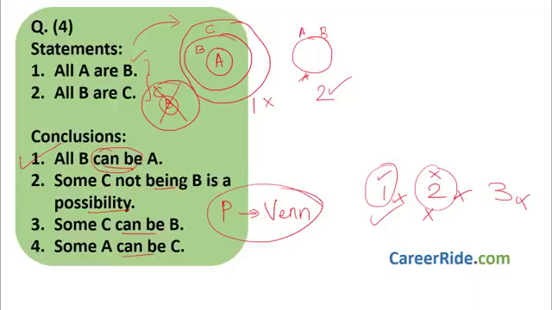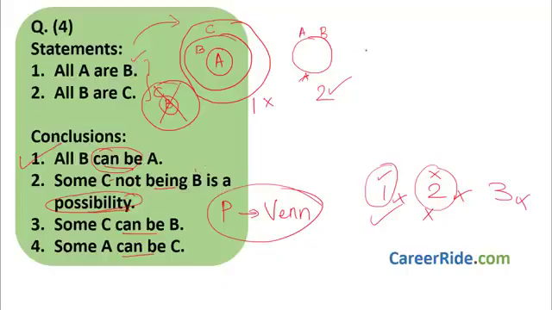Some C not being B is a possibility. Again, this is a possibility. It is not a normal conclusion; it is a possibility conclusion. So some C not being B is a possibility. The relation between C and B is asked. What is the relation between C and B?